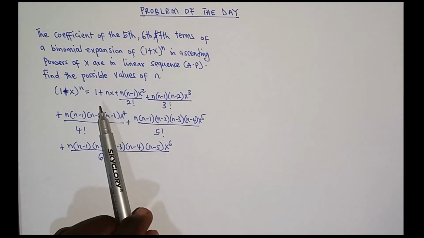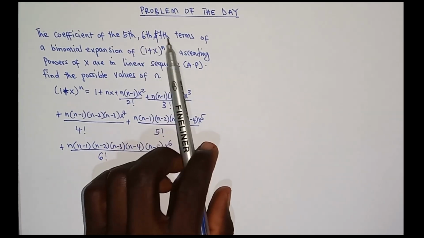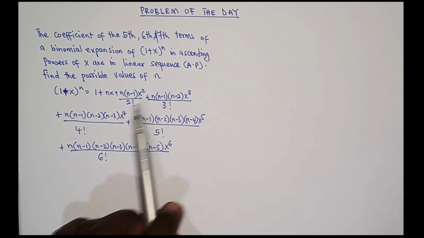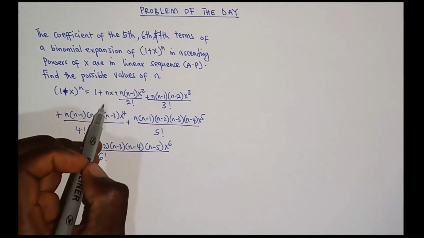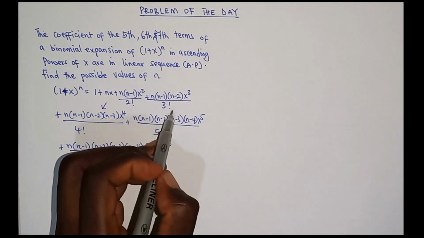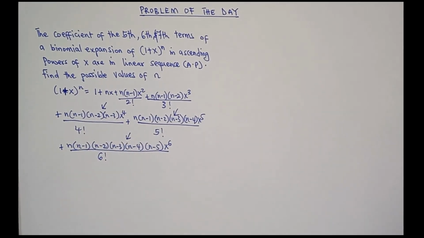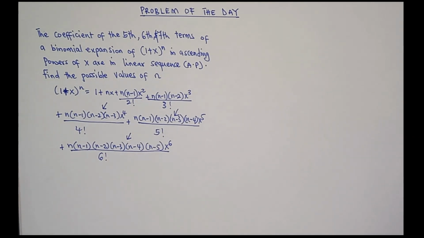So let's count the terms. He says the fifth, sixth, and seventh terms. So first term, second term, third term, fourth term, fifth term. So this is a term of interest. This is the sixth term, and then this is the seventh term. So let's write these terms in order of the arithmetic progression.